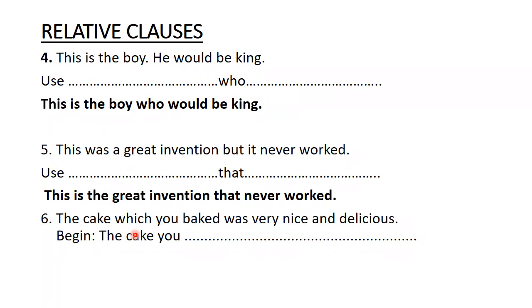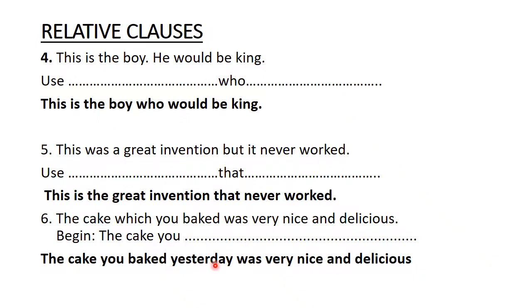Let me say that again. From question 1 to question 5, we have been writing from sentences that don't have relative clauses, and then putting a relative pronoun so that we have a relative clause. But in this case, it's opposite. We have been given a relative pronoun, hence a relative clause. So now they want us to write without the relative pronoun. So it will be the cake you baked was very nice and delicious.